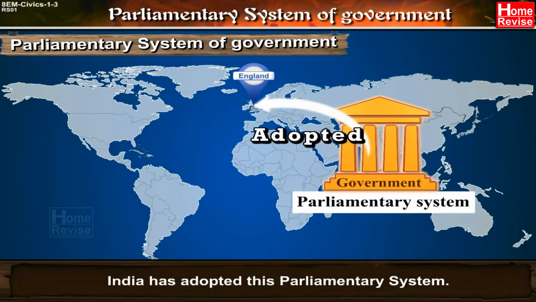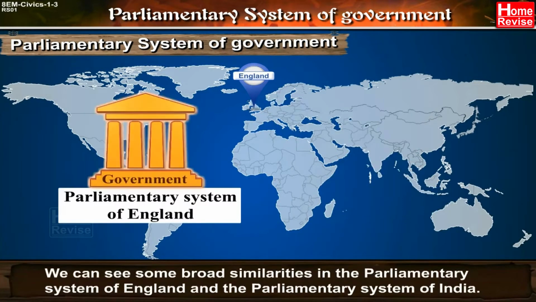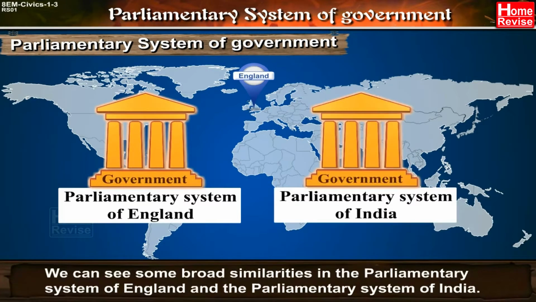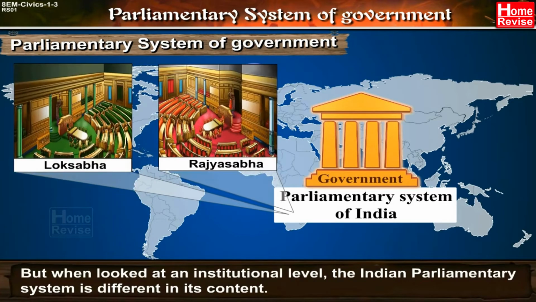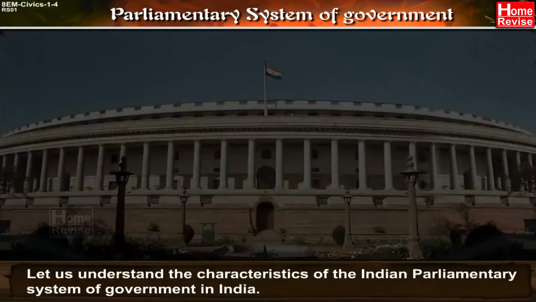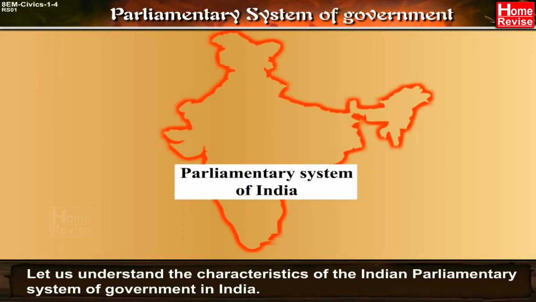India has adopted this parliamentary system. We can see some broad similarities in the parliamentary system of England and the parliamentary system of India. But when looked at an institutional level, the Indian parliamentary system is different in its content. Let us understand the characteristics of the Indian parliamentary system of government.